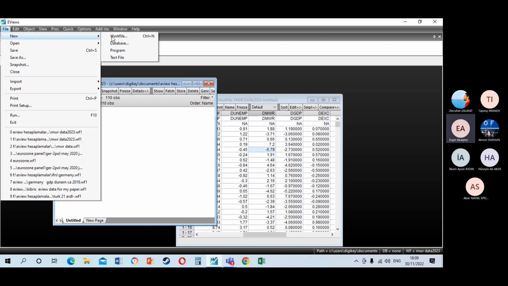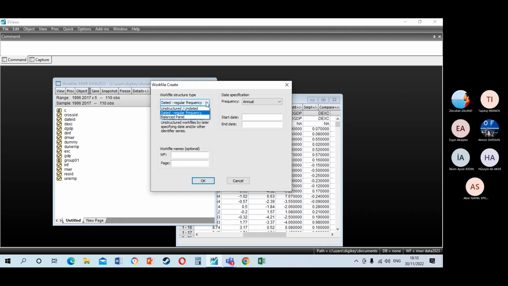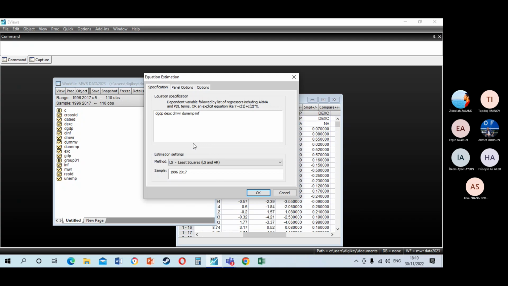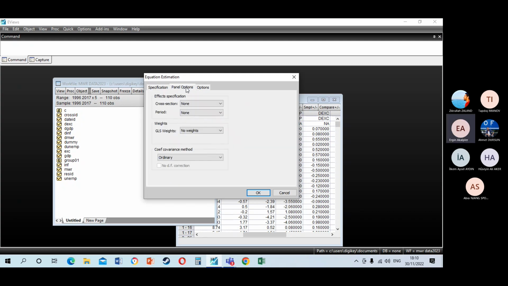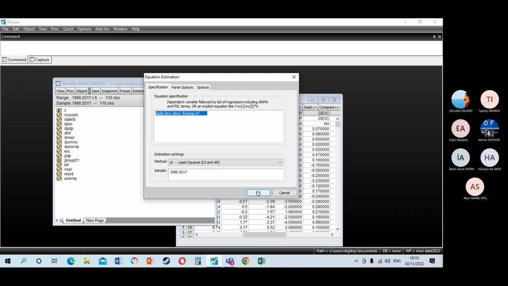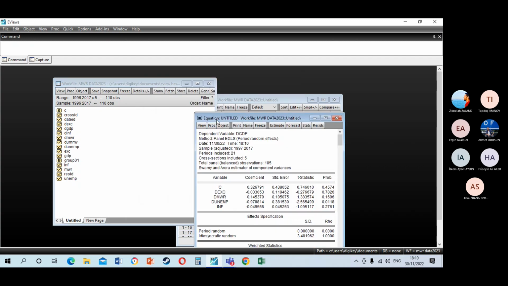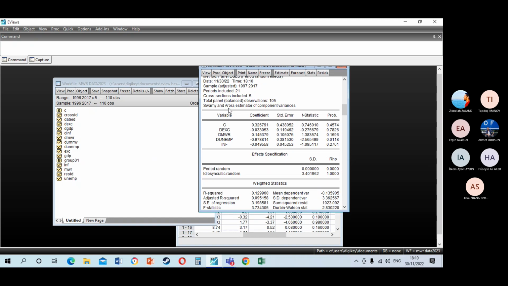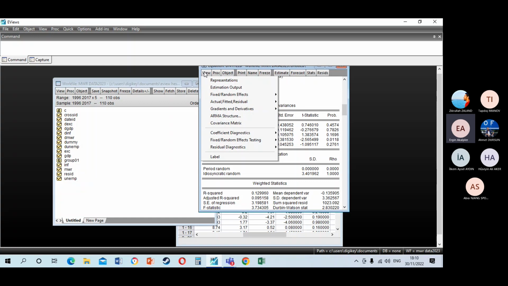You will go to the work file, you will open the work file, and here you have to change this to dated panel or balanced panel, and then do this for the panel option. After opening this, you go to quick and estimate equation, then you put here the panel option. You have to go to fixed, not random, specification. Then you go to here, view, and fixed random effect.